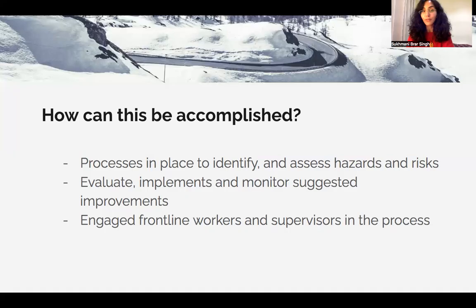And also they're giving you the most relevant information, right? I'm going to talk about it in the future, so bear with me. Just getting ahead of myself here, but yeah, you want to get frontline workers engaged in the process.